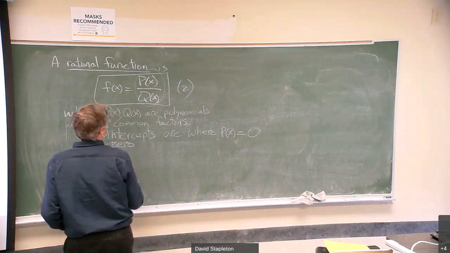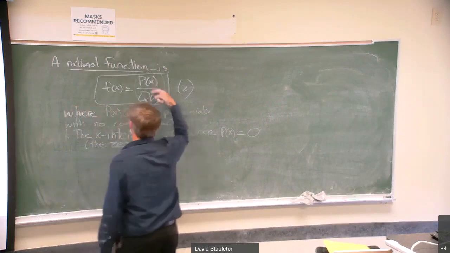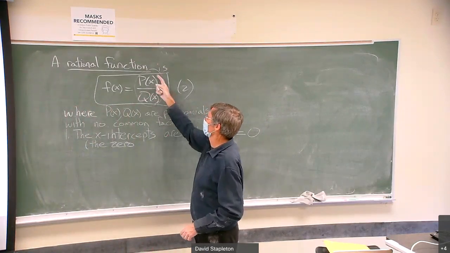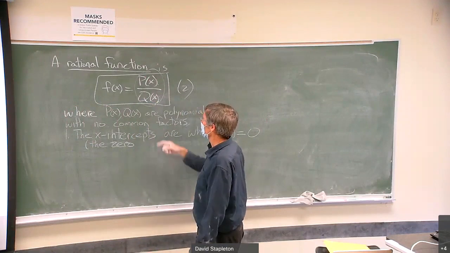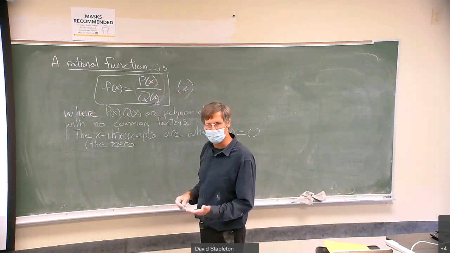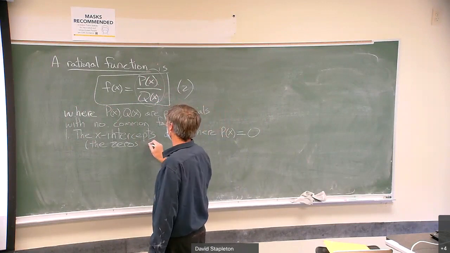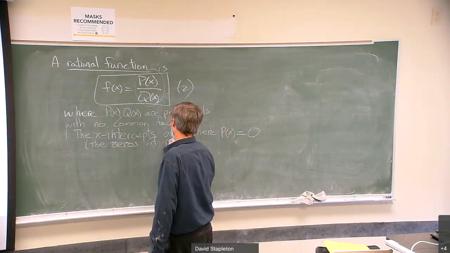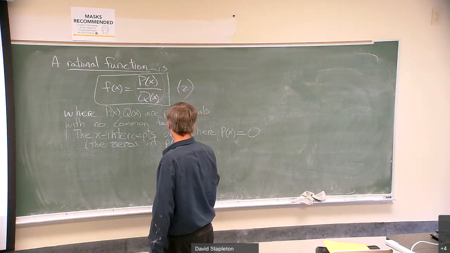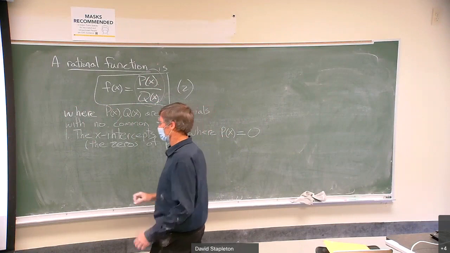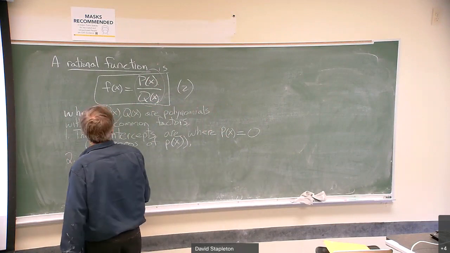Engineers use these rational functions and have these pole-zero plots, and the poles are where the bottom one is equal to 0, and the zeros are where the top one's equal to 0. So the poles and zeros of rational functions are actually very important in electronics engineering. These are the zeros of p of x. So we can plot the x-intercepts of these very nicely, but it does something else.